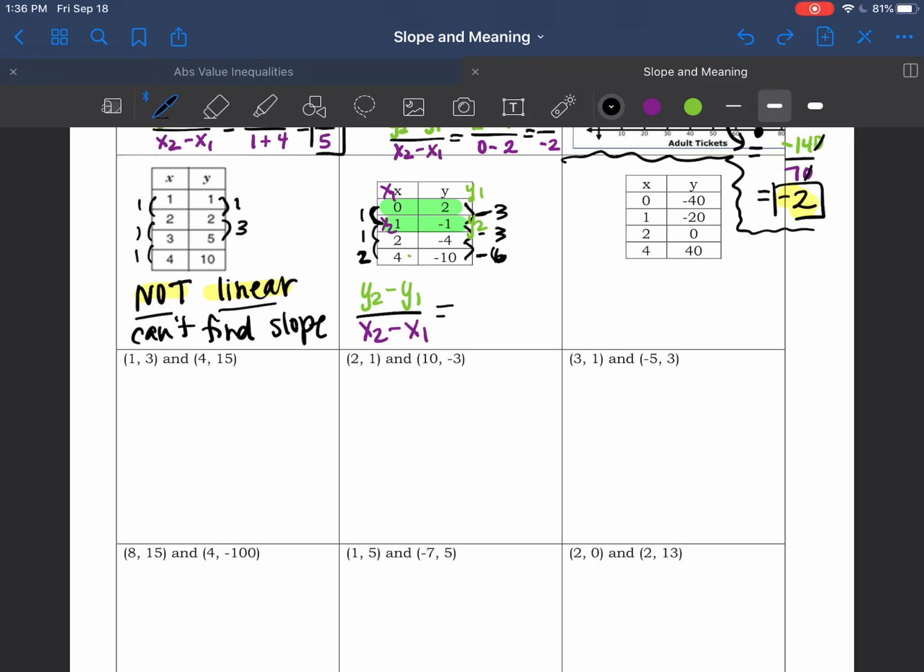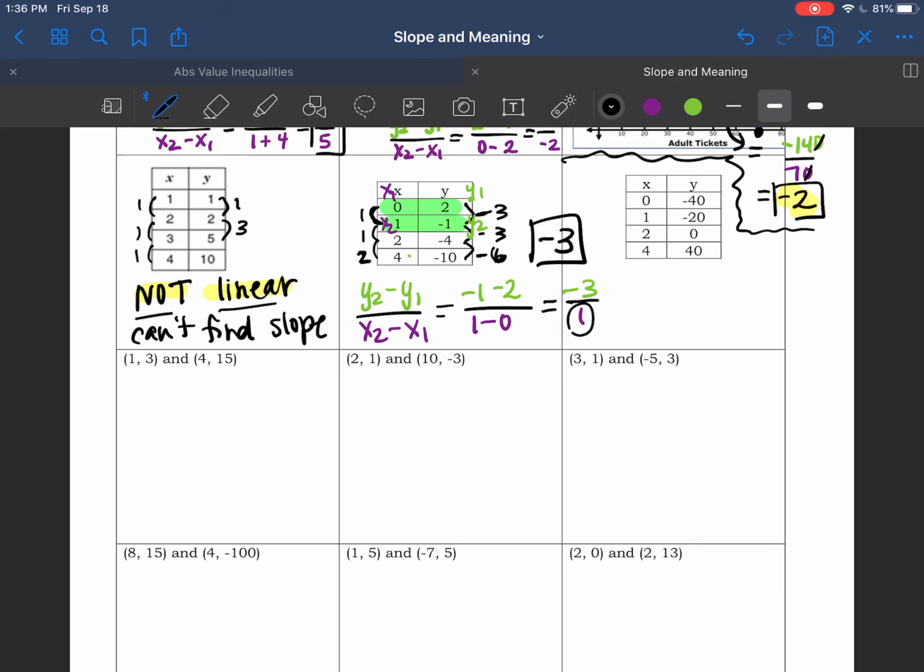y2 is -1 minus 2, and then 1 minus 0. Now be very, very careful with the numerator. -1 minus 2. If I'm in debt $1 and then I take away 2 more dollars, I'm now in debt $3. And then 1 minus 0, of course, is 1. And then -3 over 1 is just -3.